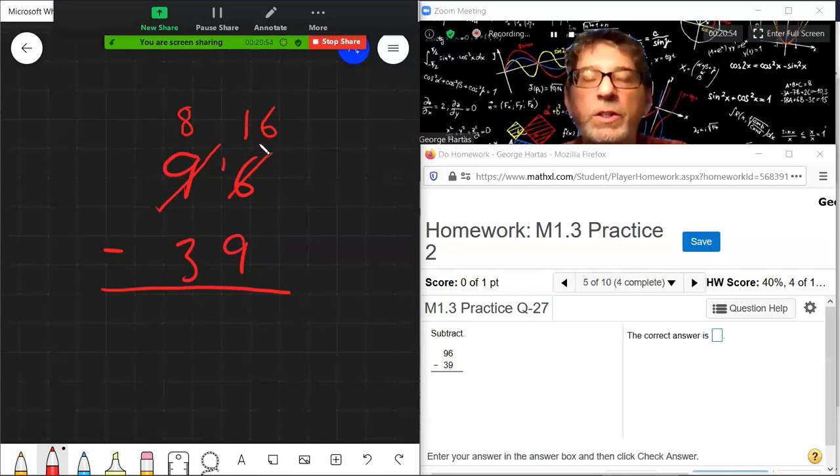Now we can go ahead and subtract because 16 is bigger than 9. So 16 minus 9 is 7. And then we're done with this column. Now we come over here, and now we have an 8. 8 minus 3 is 5. So our answer is 57.